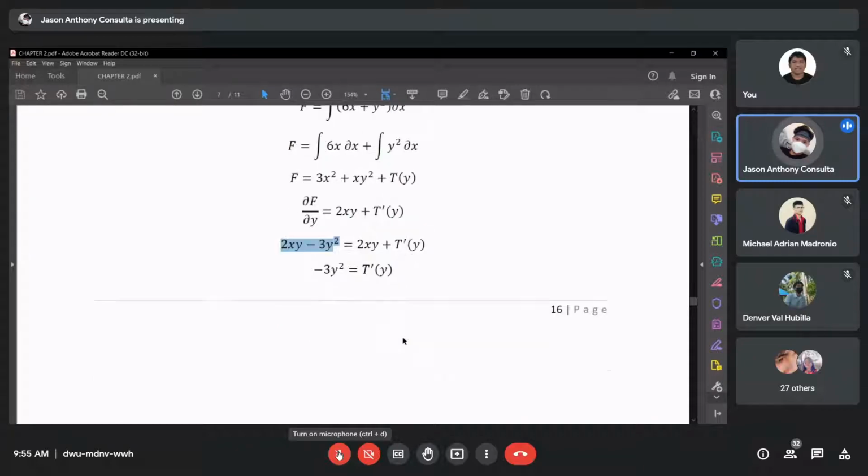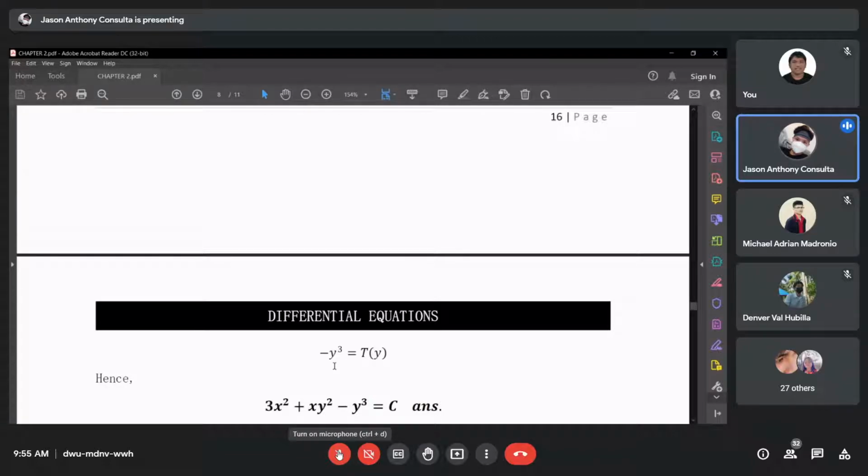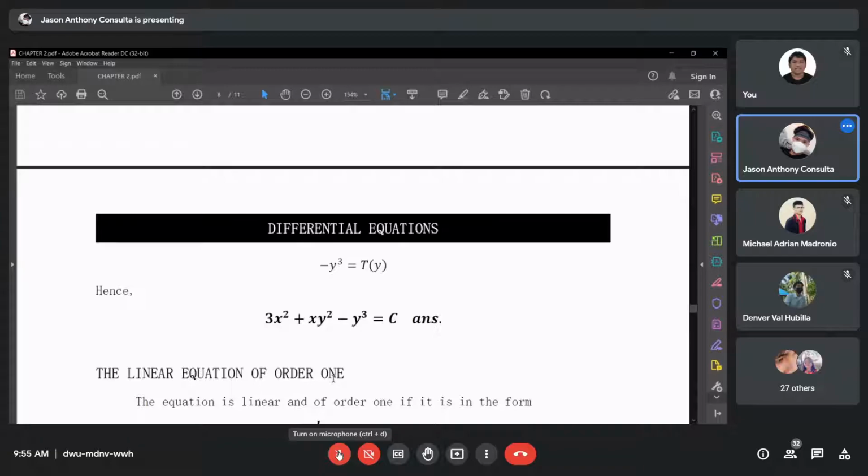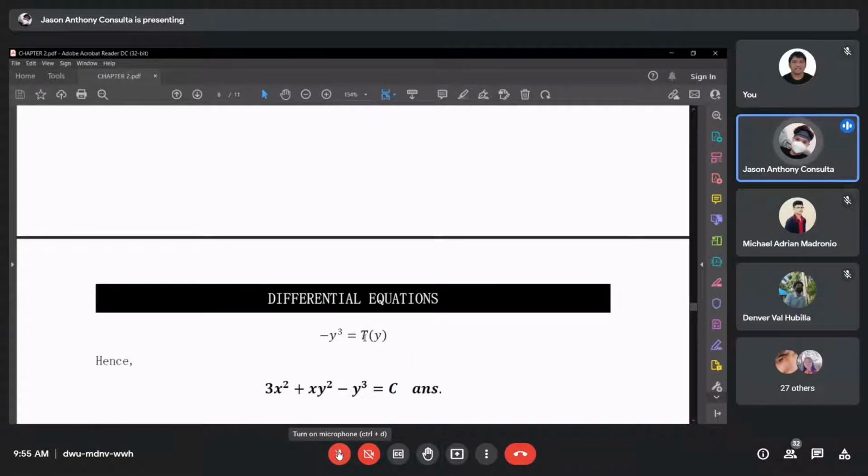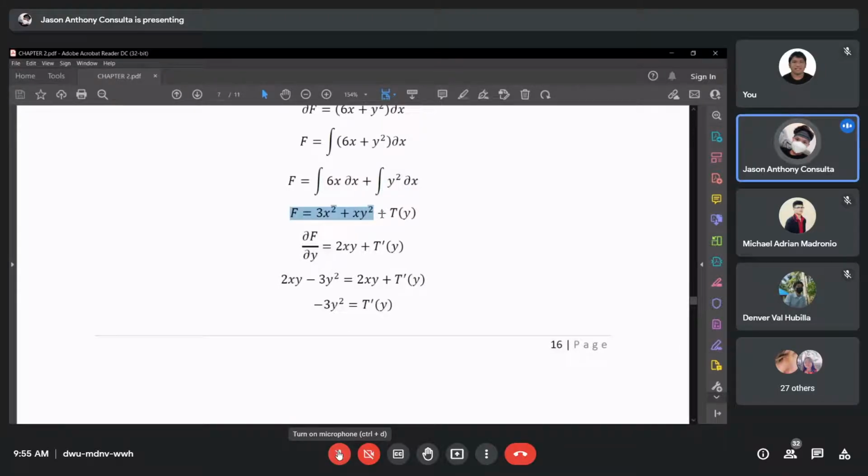Integrate this to find t's of y. We have negative y cubed. Okay, so we now have t's of y. Where do we substitute this t's of y? In the computed value of f. This one.